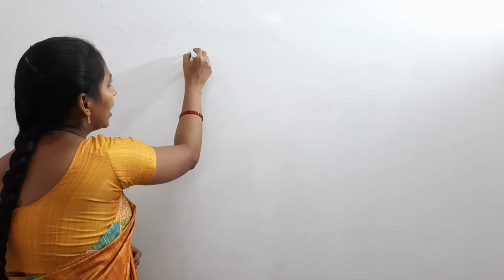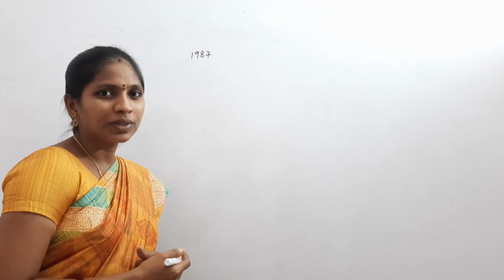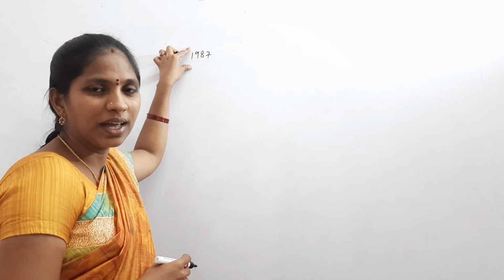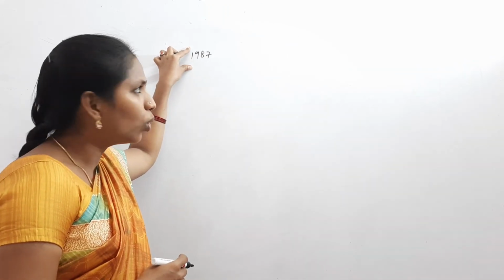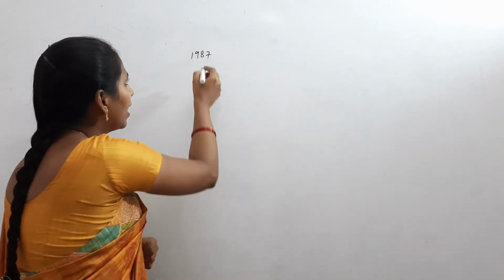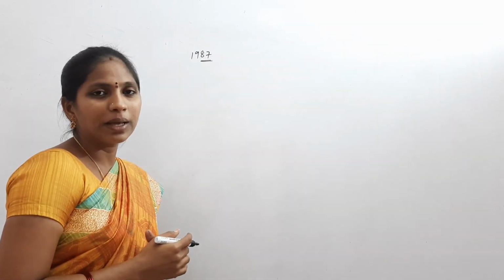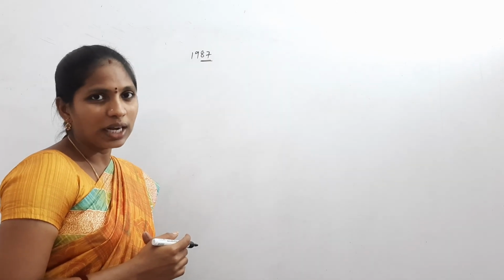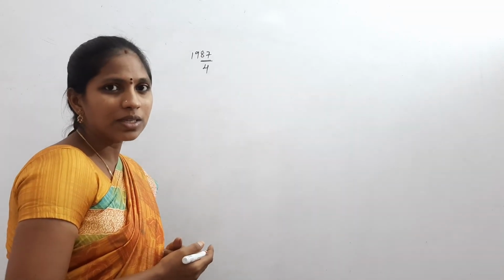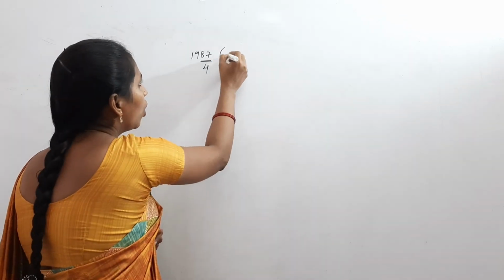First, suppose we take the year 1987. Is it a leap year or not? The condition is: if the year is divisible by 4, then it is a leap year. Otherwise, non-leap year. No need to divide the entire year by 4. Simply divide the last two digits by 4. If it is completely divisible, then it is a leap year. Otherwise, non-leap year. See here, 87 by 4 is not completely divisible. 3 is the remainder. So 1987 is a non-leap year.